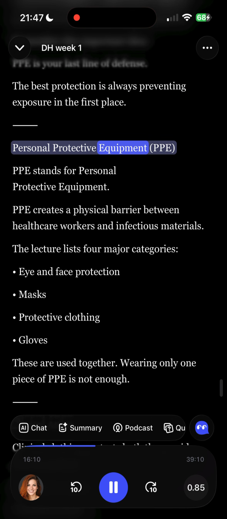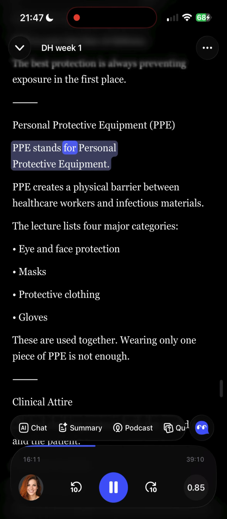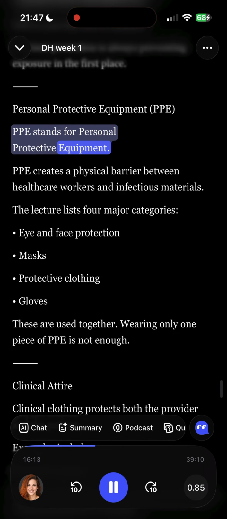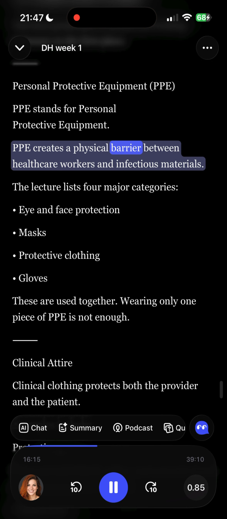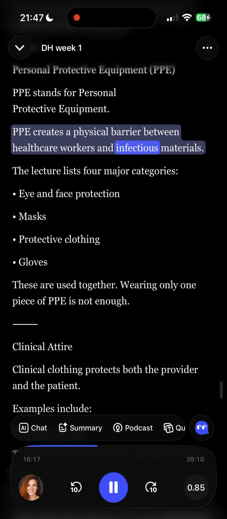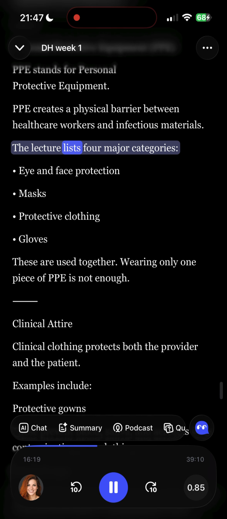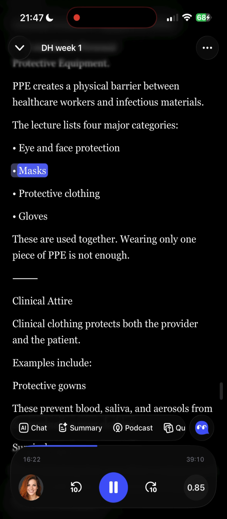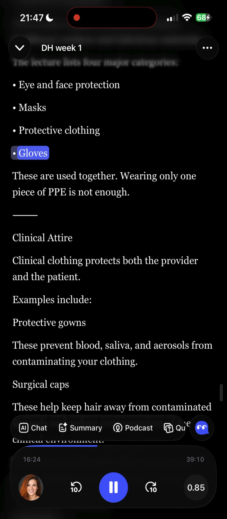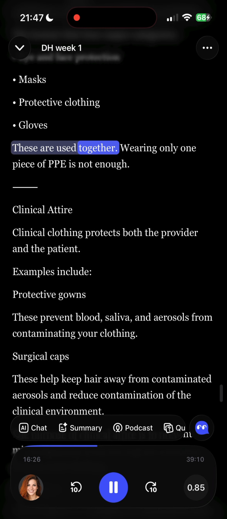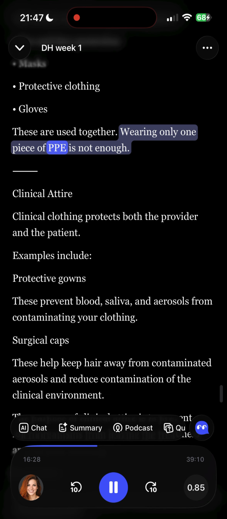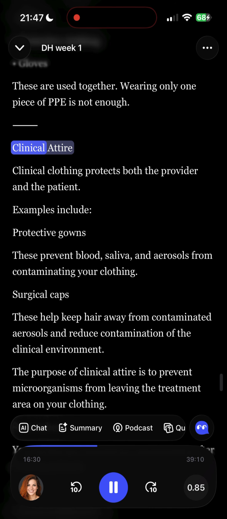Personal protective equipment. PPE stands for Personal Protective Equipment. PPE creates a physical barrier between healthcare workers and infectious materials. The lecture lists 4 major categories: eye and face protection, masks, protective clothing, gloves. These are used together. Wearing only one piece of PPE is not enough. Clinical attire.